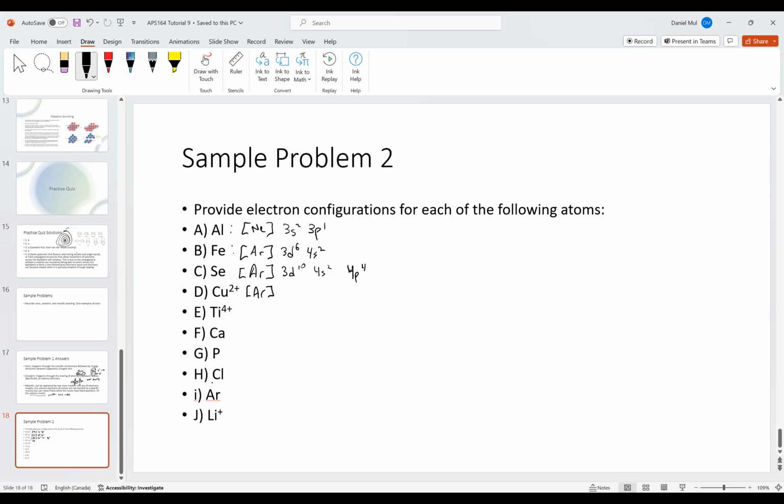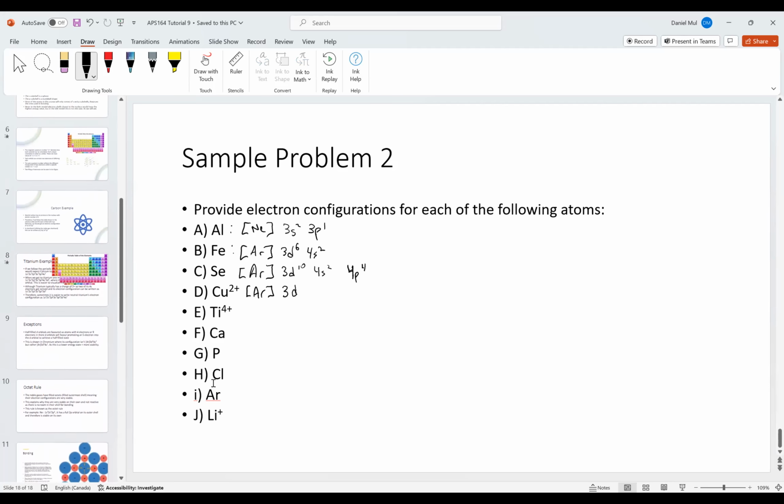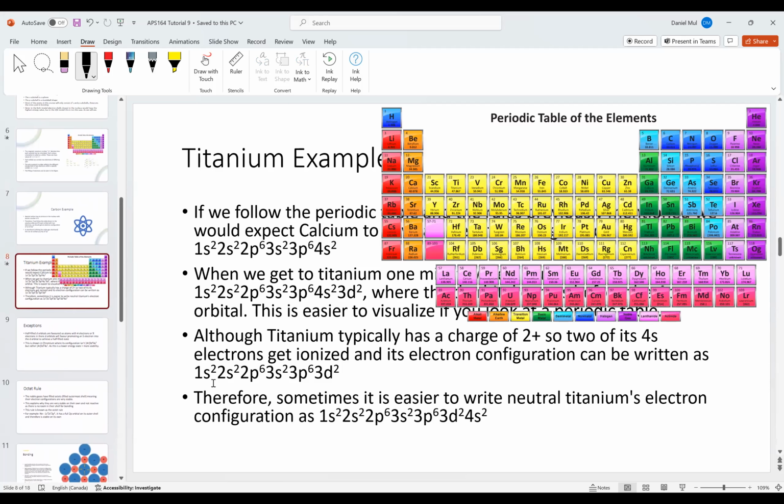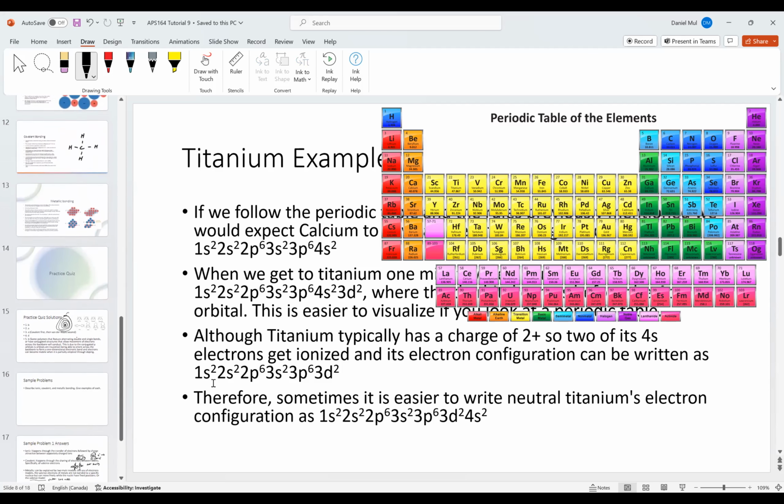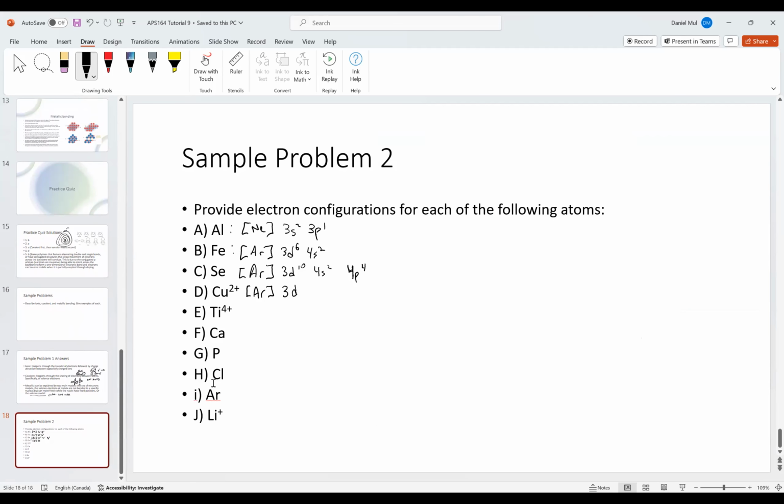For copper, I'd have argon in brackets again. Copper's an exception, was it? Yes, it was. I think because it's charged, it's not anymore. 3d7, 4s2. I don't remember if being a cation would make an exception.